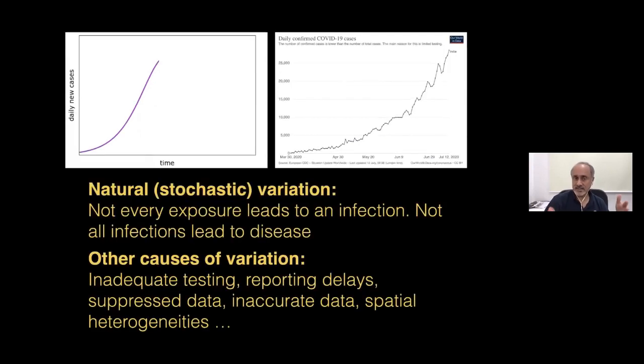The stochasticity comes from multiple reasons. Not every exposure leads to an infection. Not all infection leads to a disease in terms of symptoms. And of course, inadequate testing, reporting delays, suppressed data, inaccurate data, the spatial heterogeneities between, for example, a city, a rural area, and an urban area could also be important in making sure that the plot of cases is not a smoothly rising plot, but shows these ups and downs.